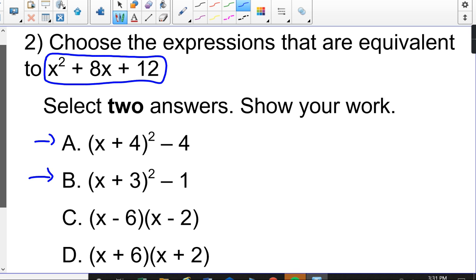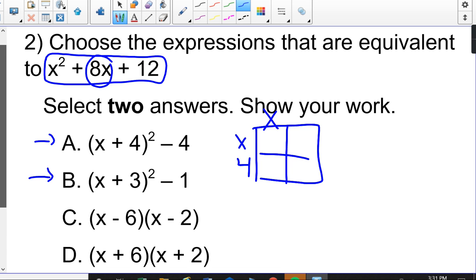If you're familiar with completing the square, you would think that if it's 8x over here, we break it in half, we get the square that looks like this: x plus 4 times x plus 4. So it would make sense that it's choice A, and we'll just double check that by multiplying it out and then combining that minus 4.